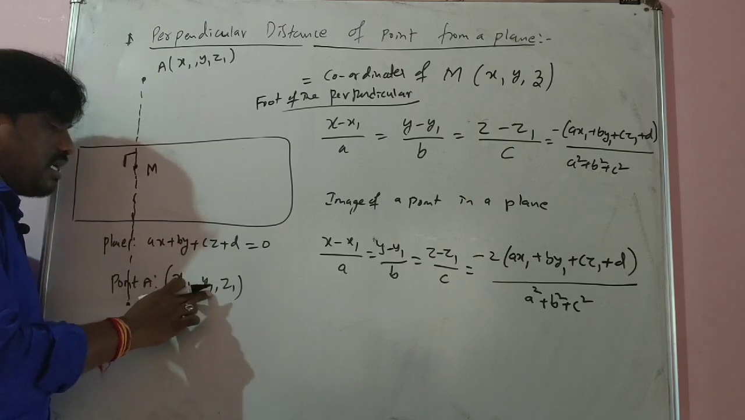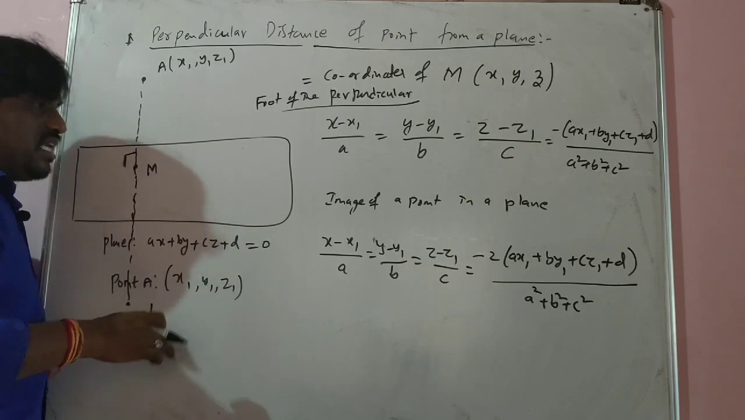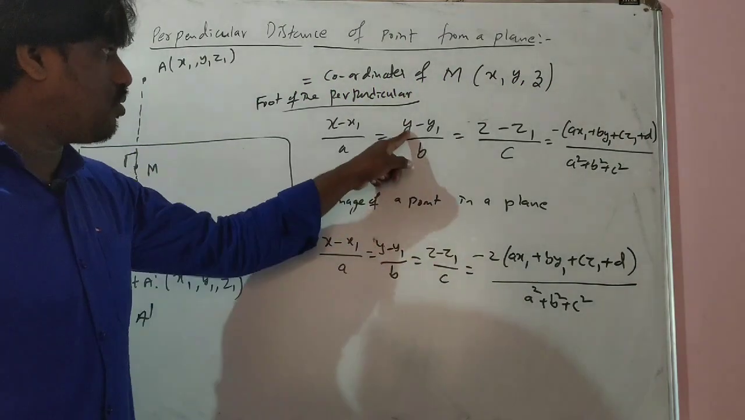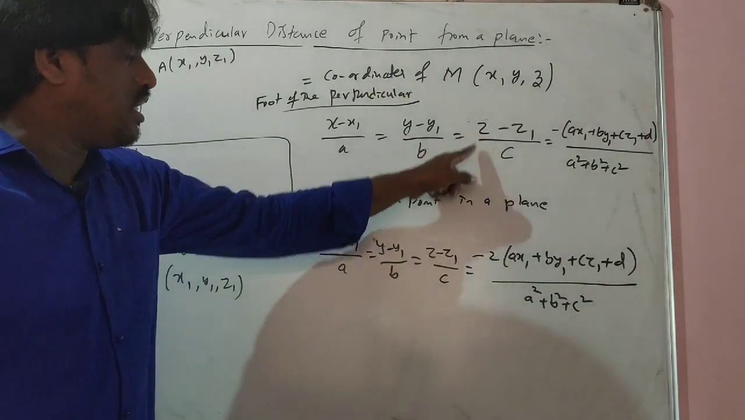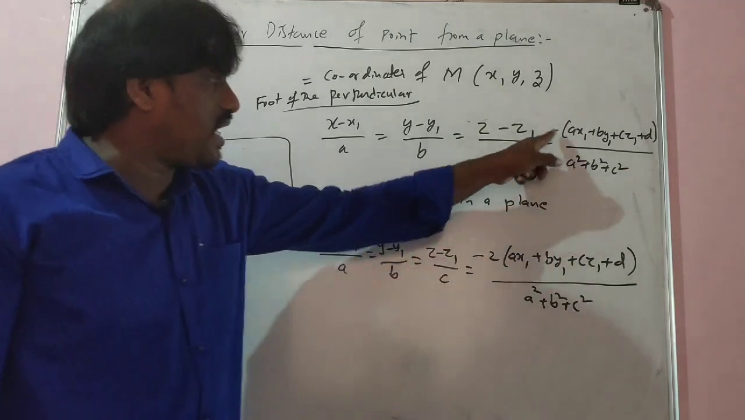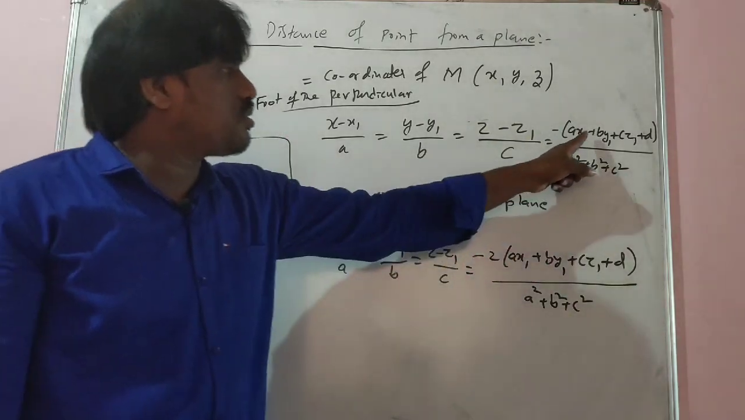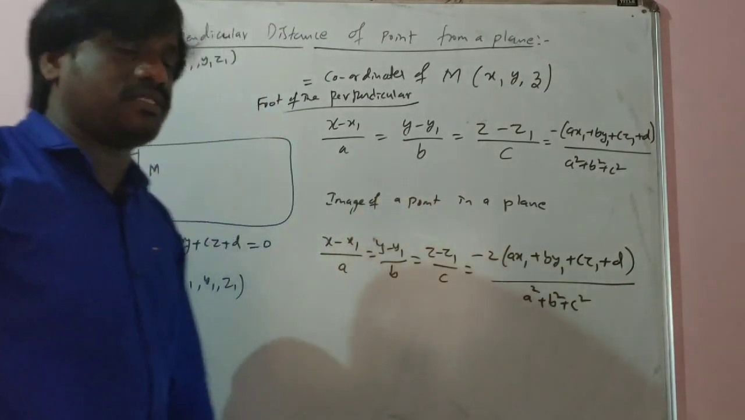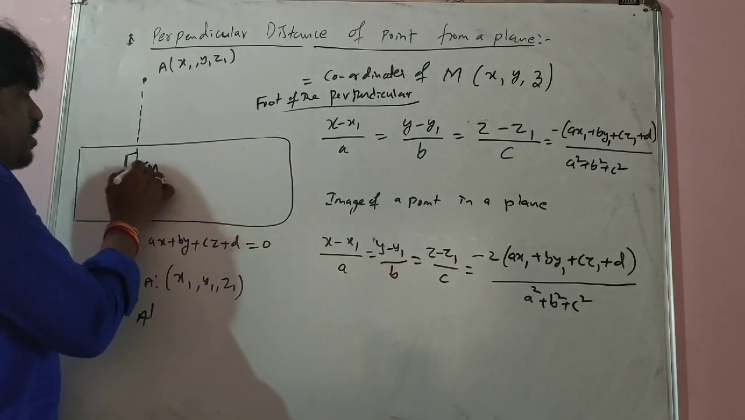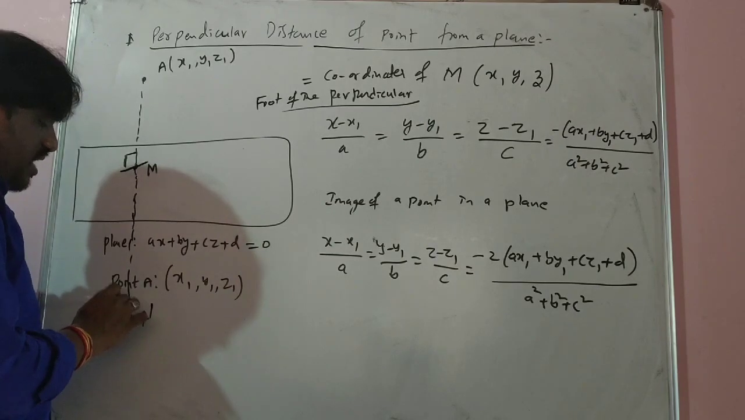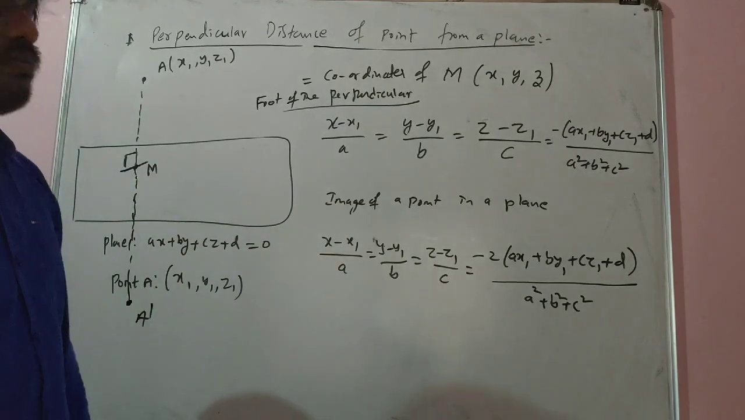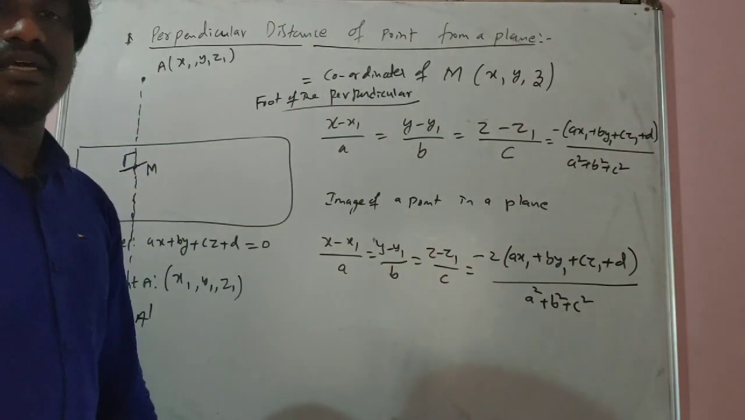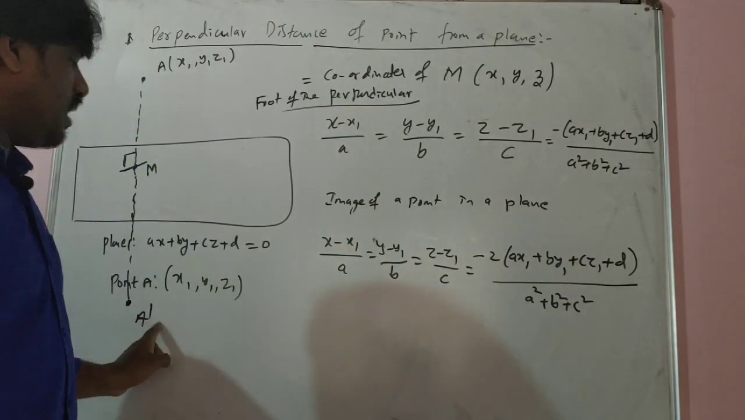Point is (x1, y1, z1). Then the image of a point in a plane is given by the formula (x − x1)/A = (y − y1)/B = (z − z1)/C = −2(Ax1 + By1 + Cz1 + D)/(A² + B² + C²), because this is the midpoint of this. So I want to find the image of this. So you multiply by 2, you will get the answer for this. Only thing is you have to multiply 2 times, so you will get the image of the point.